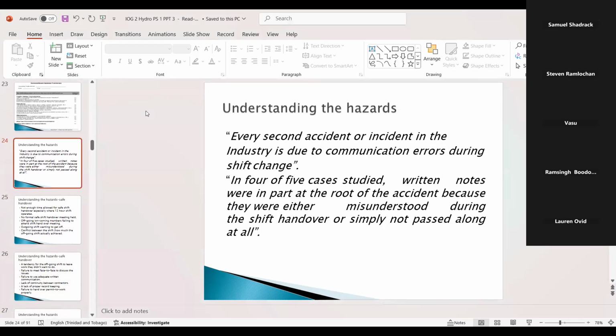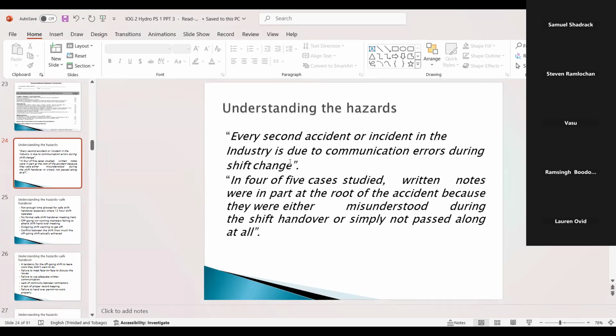I think all of this is the same thing. All of this is just like the run-up, talking about what a safe shift handover is. Every second accident or incident in the industry is due to communication errors during shift change.